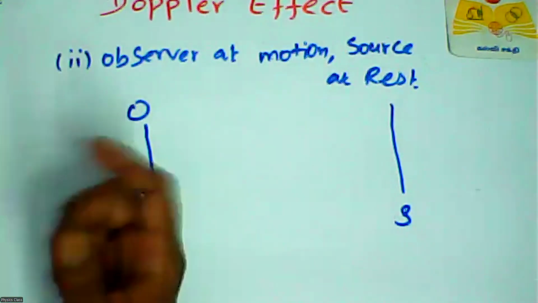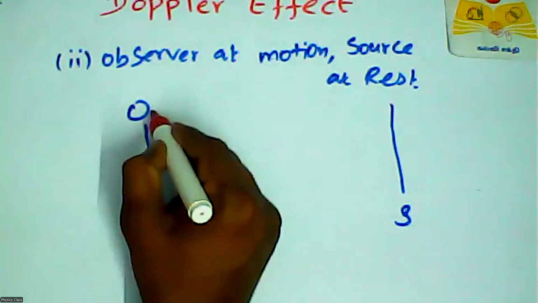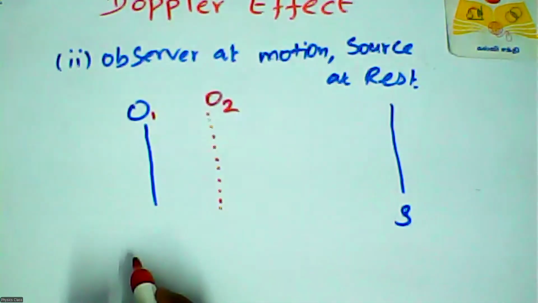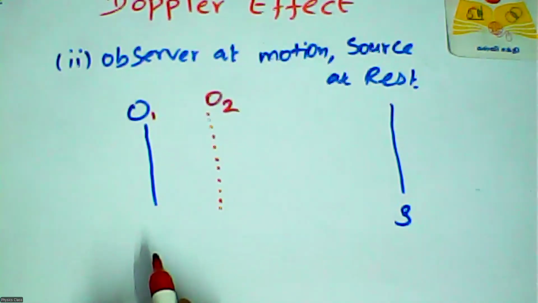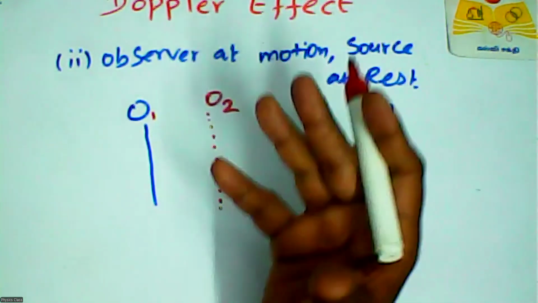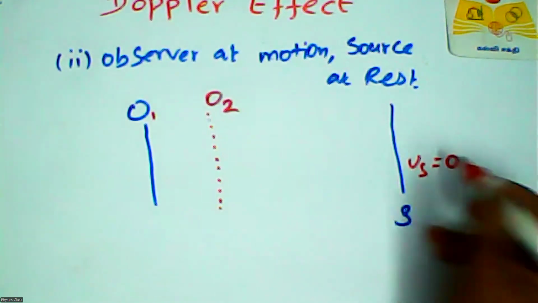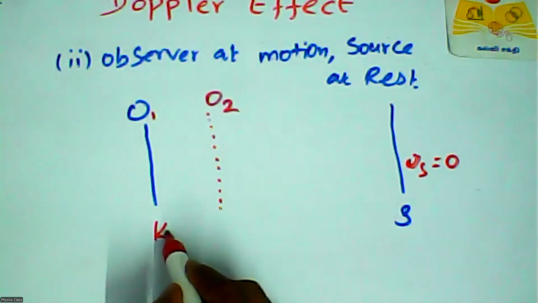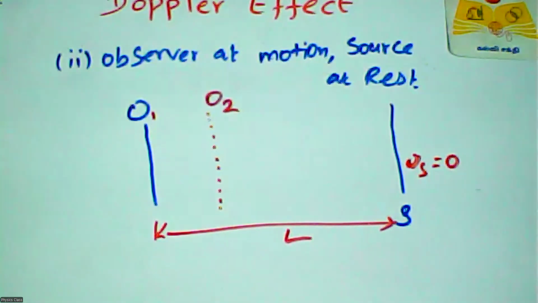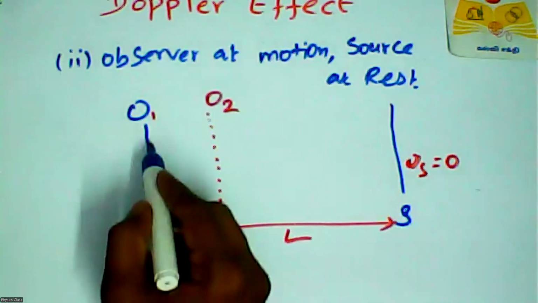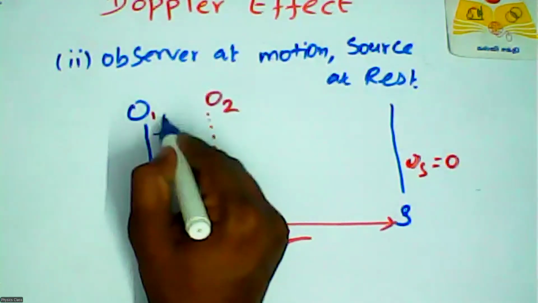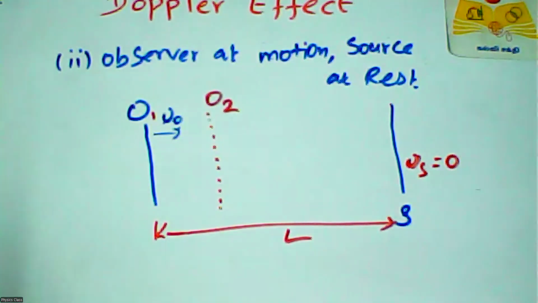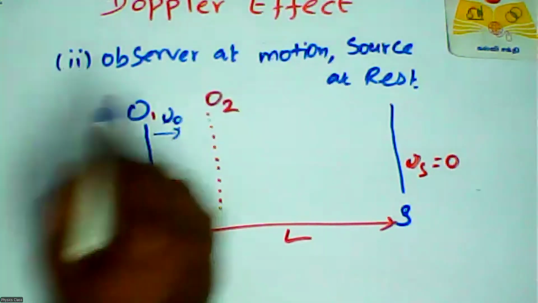But the observer we can label as 1, 2, 3. So this is the observer at position 1. After some time, the observer moves here, so this is the observer at position O2. Source is at rest, meaning there is no velocity for the source, so Vs equals 0. The distance between the first observer position and the source at the fixed position is capital L. This observer moves with a velocity denoted as V naught, the observer velocity. In the previous case we used Vs, so now we are using V naught for the observer.